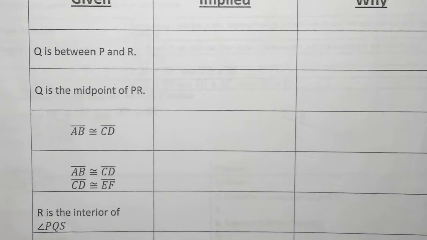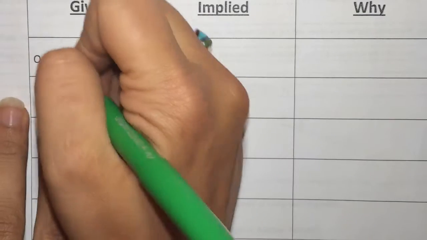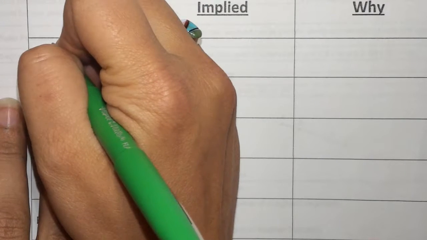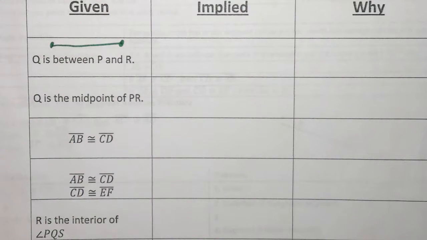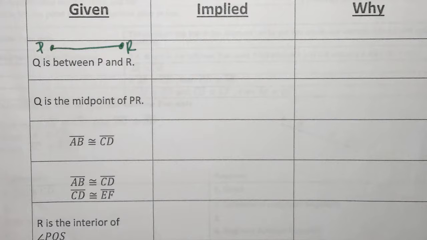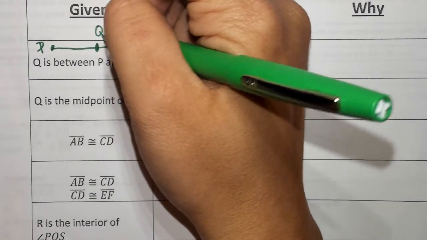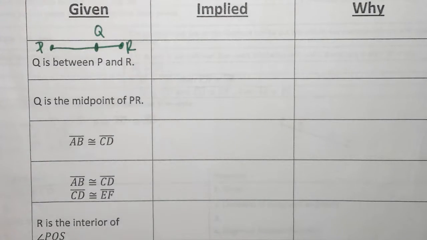Now, the first one says that Q is between P and R, so it's a segment. Let's draw a segment. What are the endpoints of that segment? P and R, because it says Q is between them. Now, where does that mean I need to put Q? Does it have to necessarily be right in the middle? No, I could put it down here. Now, what do we know about these things?